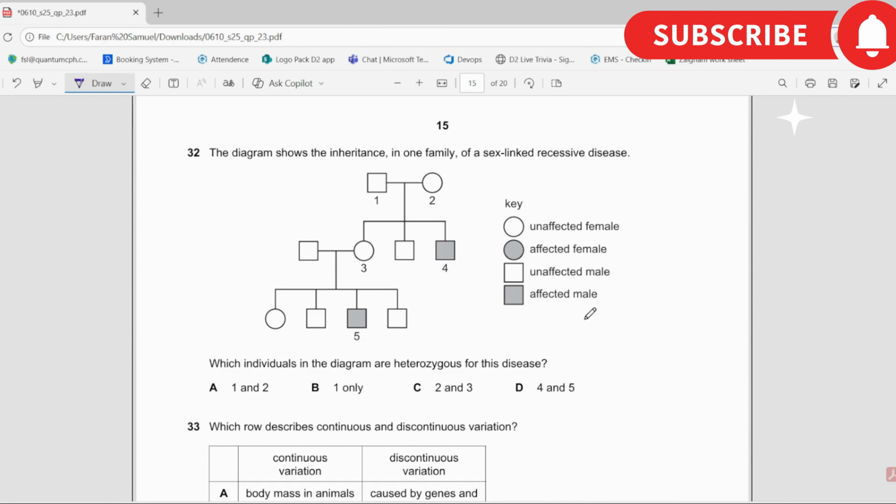Okay, this is not part of your syllabus, the 32 one, the sex link. Do you want to try this? Okay, let's try this then. The diagram shows the inheritance in one family of a sex linked recessive disease. The female can be affected only if the recessive alleles are present. So it means that this gene must be carried by the X most of the time, because the females are affected. It won't be carried on Y.